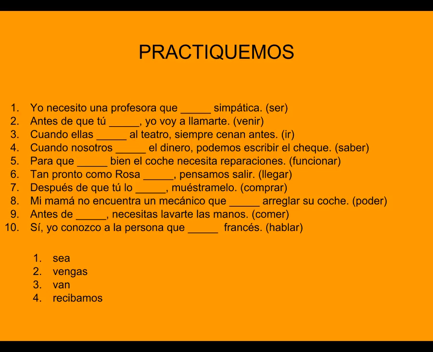Cuando nosotros recibamos el dinero, podemos escribir el cheque. When we receive the money, we will be able to write the check. Since we will be able to write the check is anticipatory, it hasn't happened yet, and cuando is a matched phrase, the subjunctive recibamos is required.